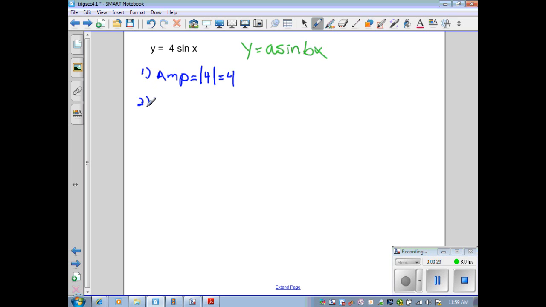Number 2, I have to find the period. And the period is equal to 2 pi over b. And here, my value of b inside my function is 1. So that's going to be just 2 pi over 1, or just 2 pi. The third part is to find my quarter point, which is to take my period and multiply by 1/4.